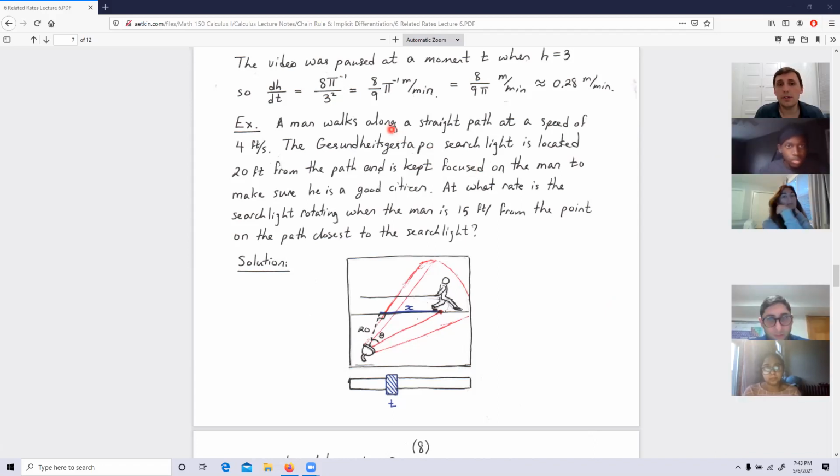A man walks along a straight path at a speed of 4 feet per second. The Gesundheitsgestapo searchlight is located 20 feet from the path and is kept focused on the man to make sure he is a good citizen. Like this. That's 20, right? At what rate is the searchlight rotating when the man is 15 feet from the point on the path closest to the searchlight? So when x is 15.